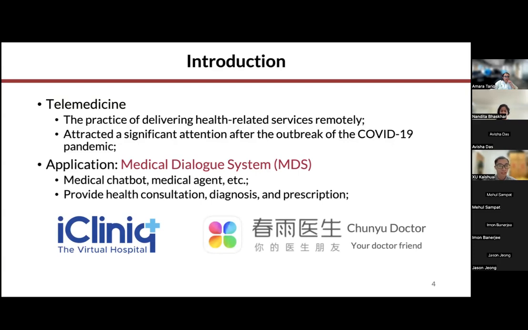One application of telemedicine is medical dialogue systems. Now it has another nickname, medical chatbot or medical agent. Agent is a popular word in the last year. The system aims to provide health consultation, diagnosis, and prescription. For example, on the international platform iClinic and the Chinese medical dialogue platform Chunyu Doctor, they all provide health consultation, health diagnosis, and prescription.